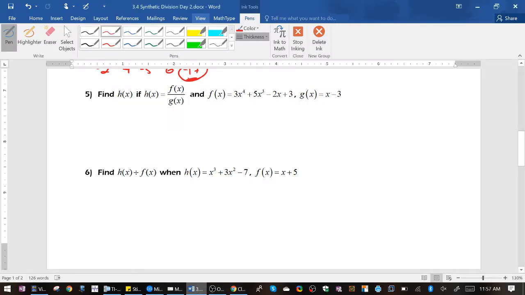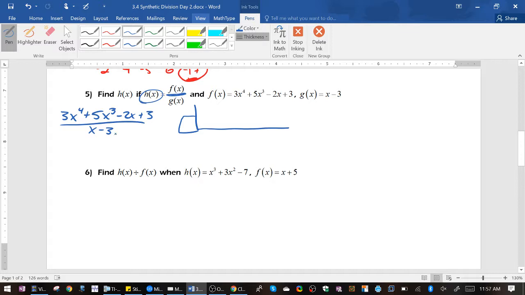Okay, number 5. Number 5 tells us to find h of x, and they want you to divide f of x divided by g of x. So what they're originally asking you to do is to take this function, 5x to the third minus 2 of x plus 3, and divide it by x minus 3. Well, we never showed you guys how to do division using fractions like this. So what we're going to do instead is we are going to use division. We're just going to use the synthetic division.